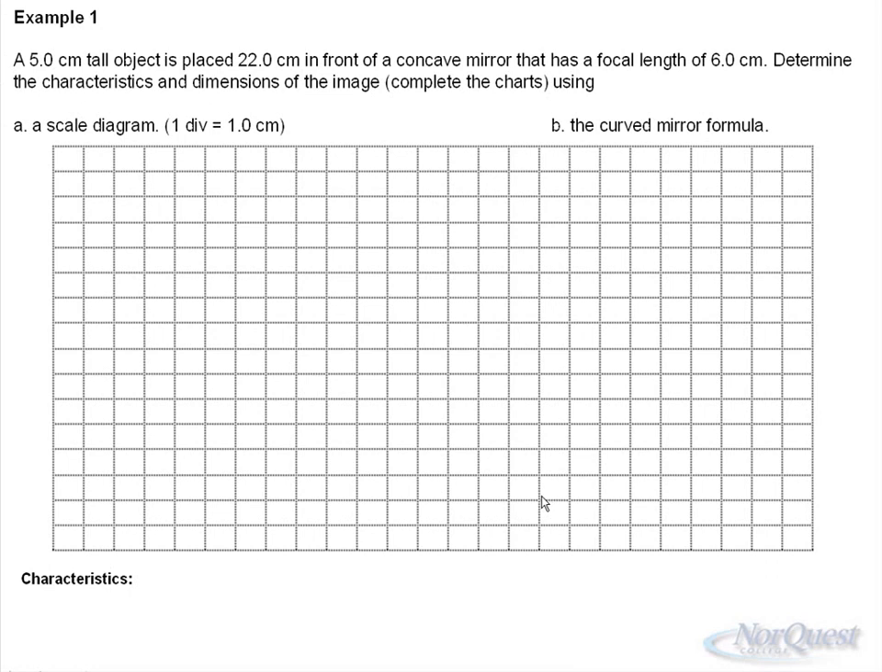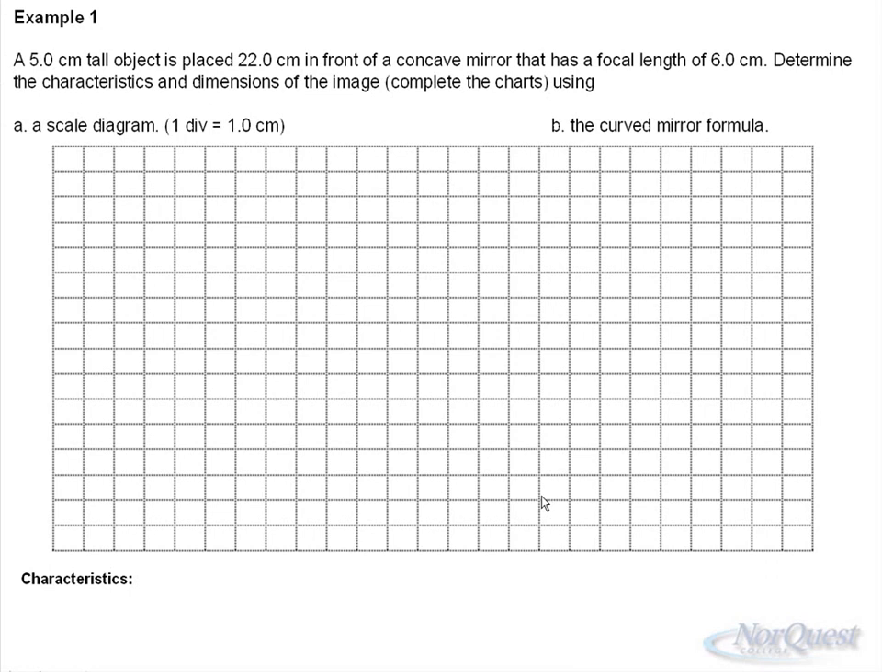So our first example, we have a 5 centimeter tall object placed 22 centimeters in front of a concave mirror that has a focal length of 6 centimeters. Determine the characteristics and dimension of the image using the scale diagram. So we're going to draw some ray diagrams and then use the curved mirror formula.